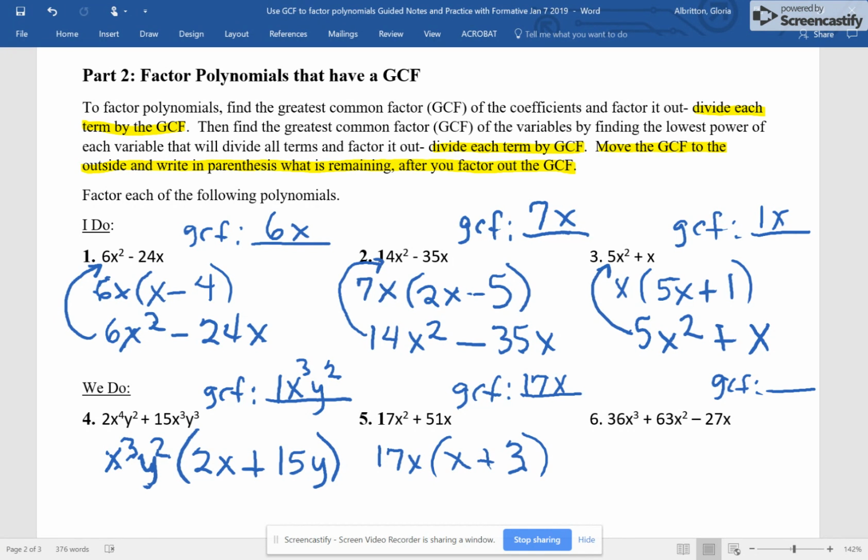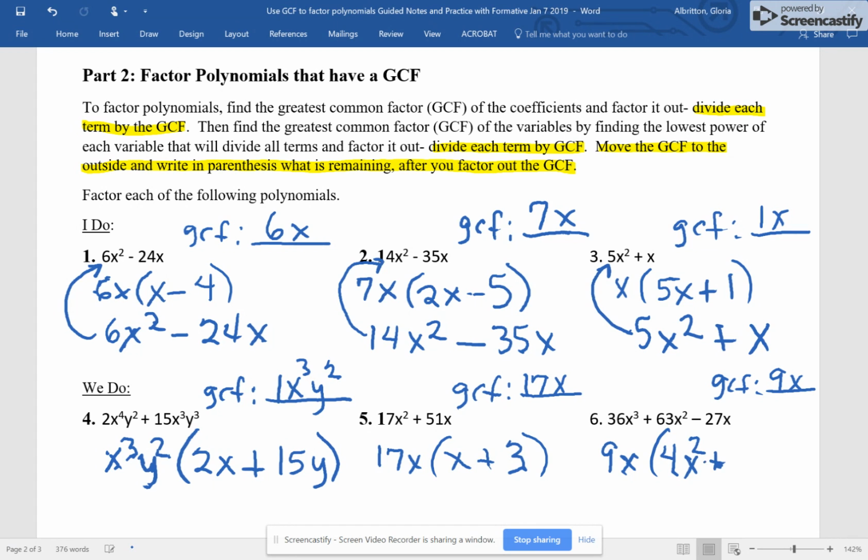36, 63, and 27. So those 3 numbers all have a 9 as their largest common factor. Now let's look at the variables. X cubed, x squared, and x. There's only one x that all 3 of them have in common. Therefore, our GCF is 9x. Now, when I pull a 9x out of 36 x cubed, let's start with the 9. 9 divides 36 4 times. X being pulled out of x cubed will leave x squared.